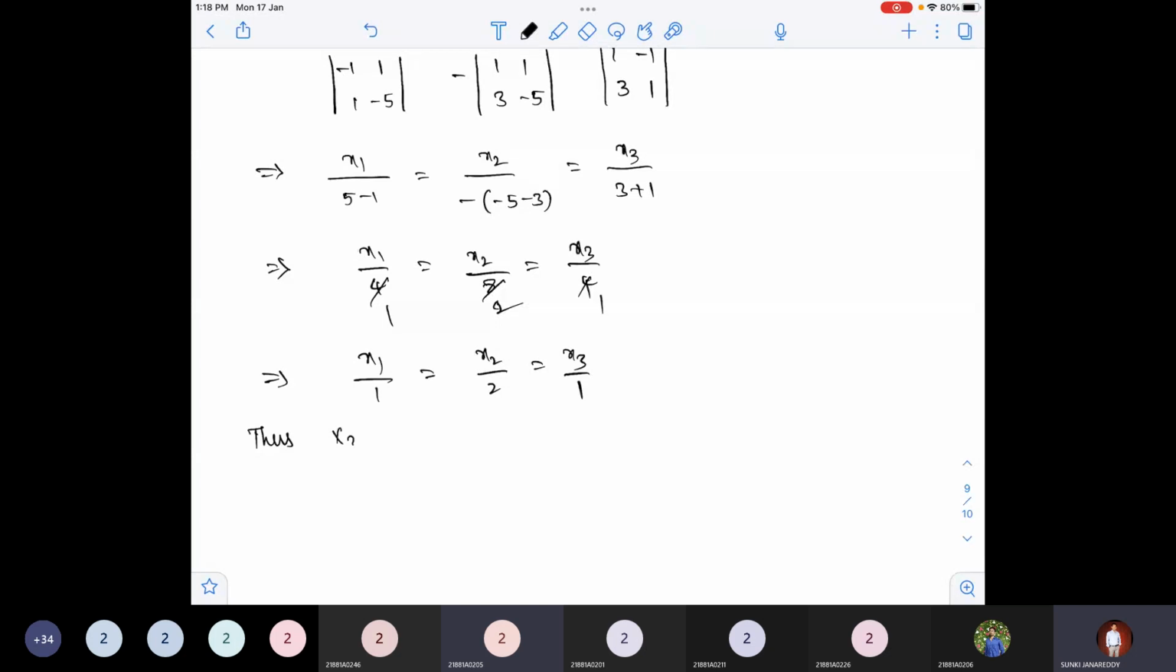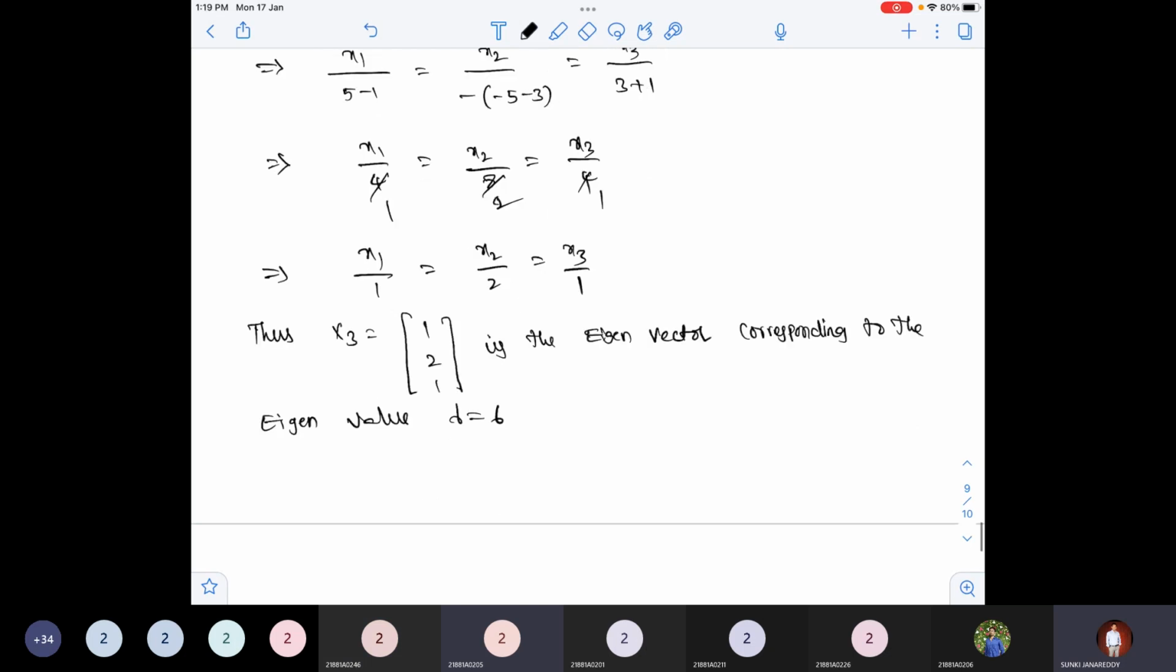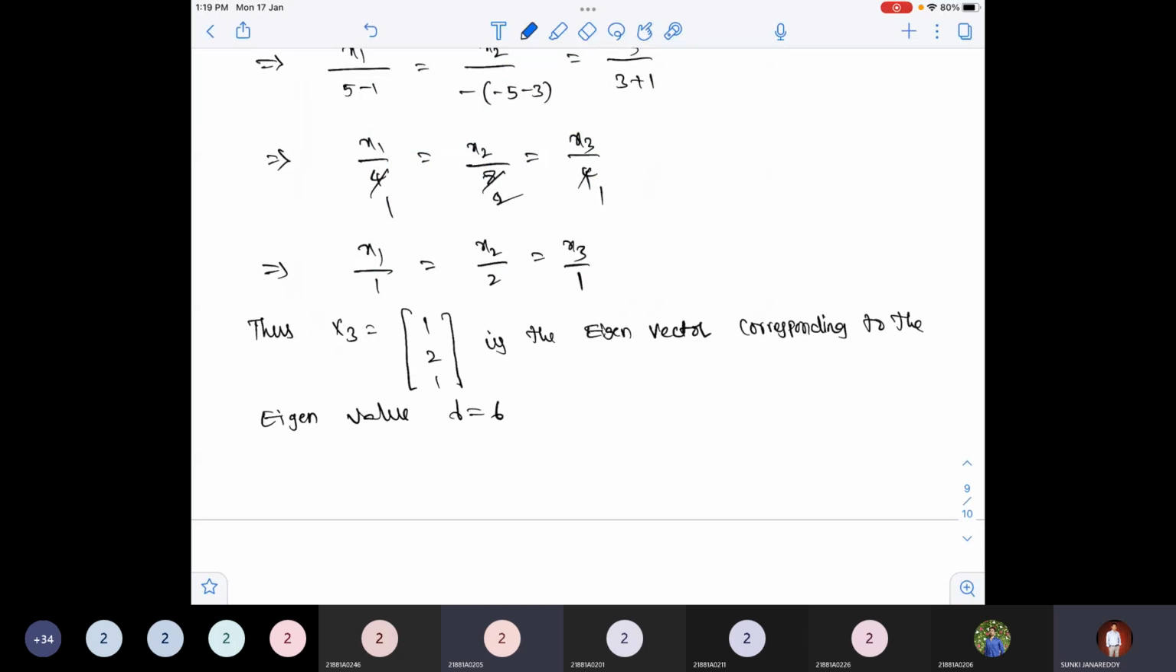Thus x3 is equal to 1, so (1, 2, 1) is the eigenvector corresponding to the eigenvalue lambda equal to 6. Okay, here what is the algebraic multiplicity? 1.